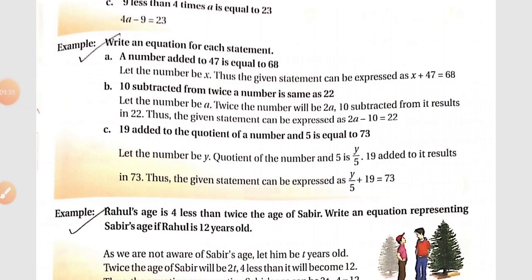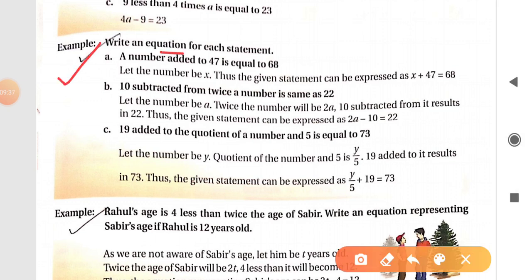And next example is write an equation for each statement. A number added to 47 is equal to 68. We have to add a number and 47. Then it will be equal to 68. But we do not know what the number is. So we will assume the number to be x. So we will write let the number be x.